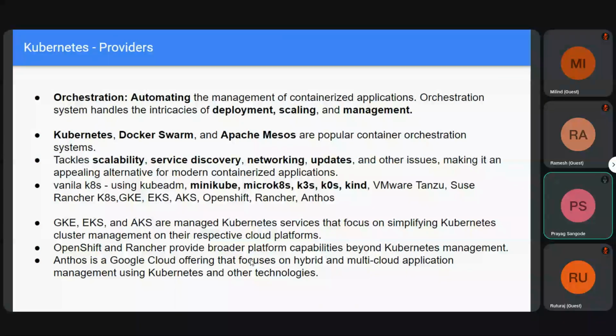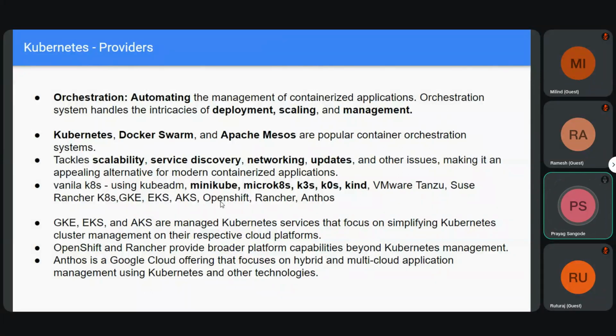Then VMware has VMware Tanzu. Recently SUSE has taken over Rancher Kubernetes, which is a multi-cloud or multi-cluster deployment of Kubernetes. If we are working on Google, we have Google Kubernetes Engine. If you're working on AWS, we have EKS. On Azure, we have Azure Kubernetes Service. For on-prem we have OpenShift, which is also available as a hybrid one.